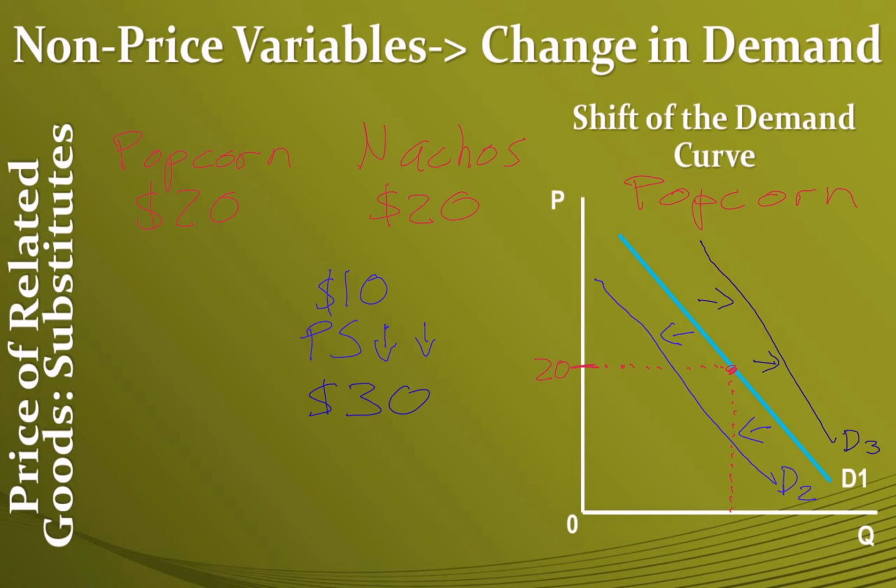So when the price of a substitute goes up, demand for my original product, remember, for the product I am talking about, for my good, will go up, will increase. If the price of a substitute goes up, demand for my good, my original good, will increase.